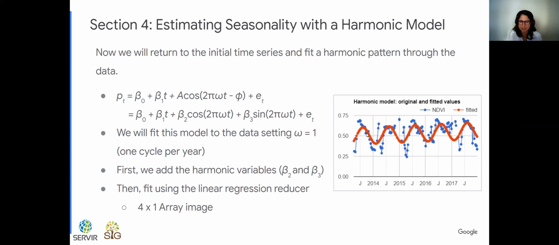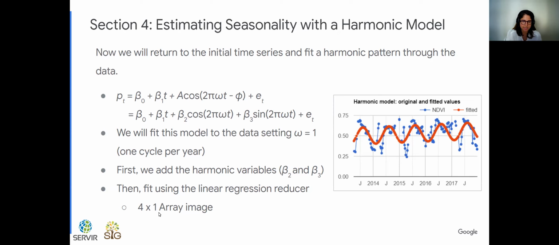I guess that's probably not the right term, but 2 cycles per year, meaning you have 2 ups and downs for each year. But we're going to start with just one cycle per year, and then in the end there's one section that has a script just for changing this to more than one cycle. So first we're going to add the harmonic variable, so beta 2 and beta 3, and then we're going to fit using again the linear regression reducer.